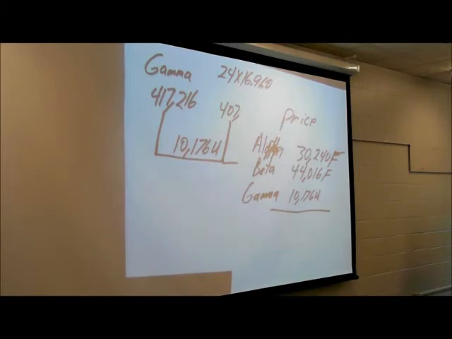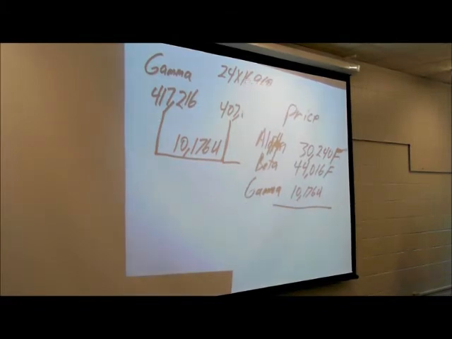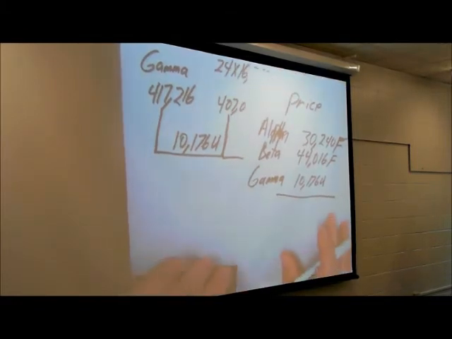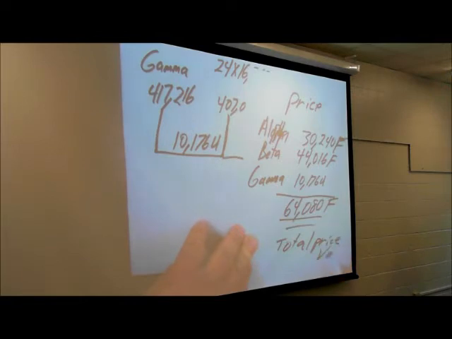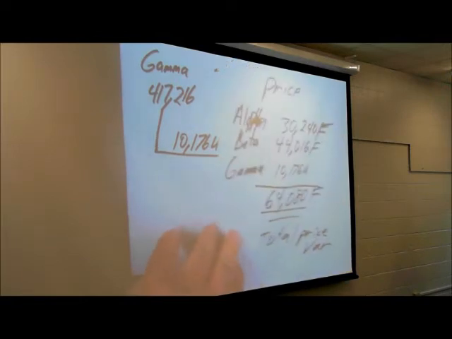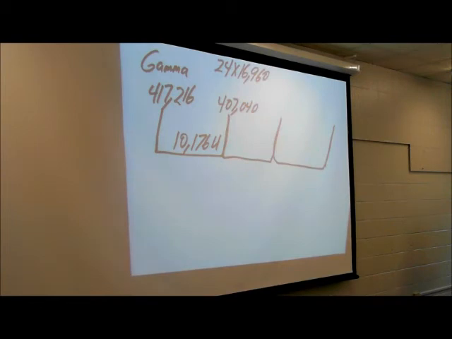If we add those up, what does that add up to? Let's check and make sure. 64,080. Is that what we said originally? Sure. So that's total price variance. So it does check out. Okay? It's always good to make sure, you never know.